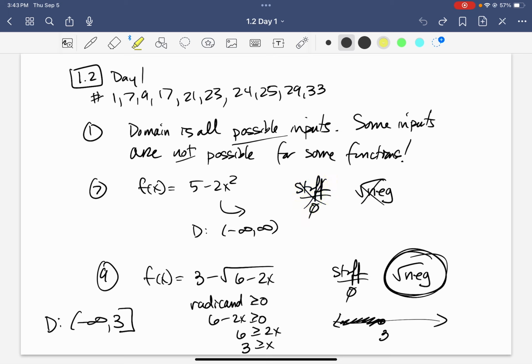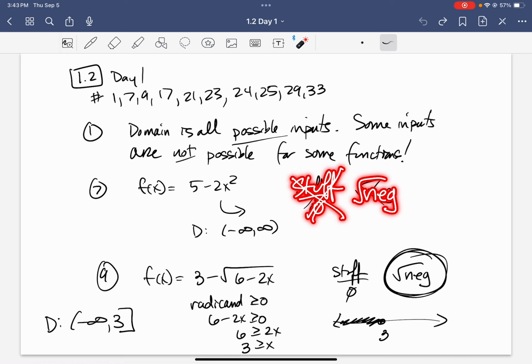So that means if we have this function right here and you ask me to find the domain, every time I write stuff over 0 and square root of a negative. In this case, there are no fractions, so I don't have to worry about this. And there are no square roots, so I don't have to worry about this. So the domain turns out to be all reals.